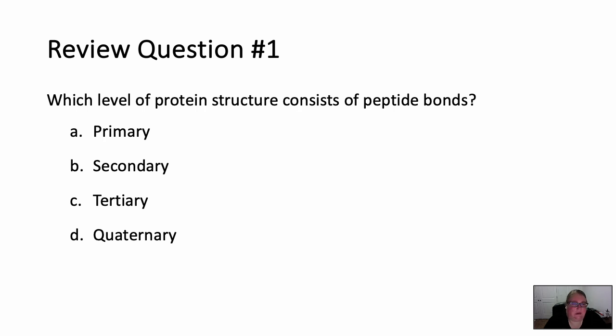Okay, so the answer to this question is A, primary structure. So if you remember from the previous lecture, the previous video, peptide bonds show up in the primary structure. This is what holds the sequence of amino acids together. So the answer is A.